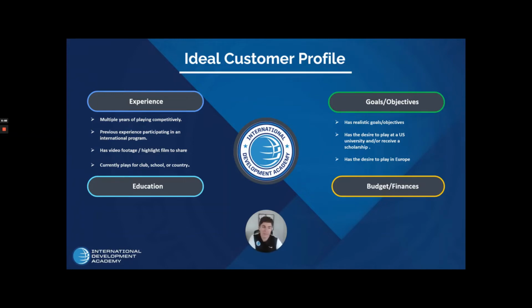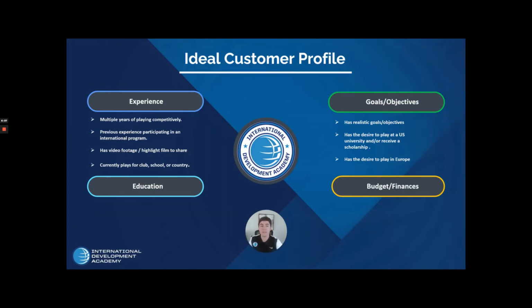Always ask what their objectives are. It's okay for them to have a dream, but they need to understand that there are alternative pathways, right? And it's very difficult. So the next one, do they have the desire to play at a U.S. university, get a scholarship, or go down that pathway? Okay, that's a great indication.